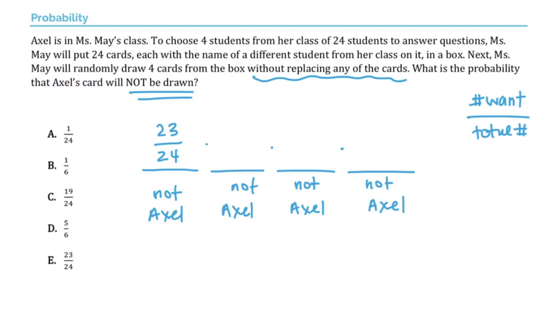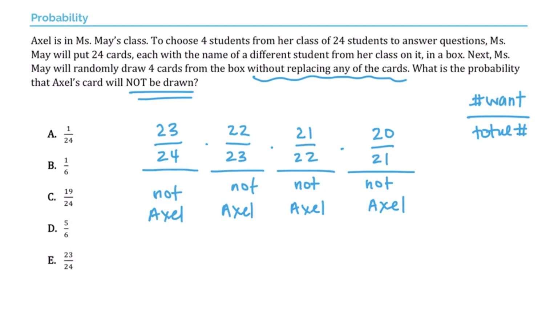Now be careful because for our second draw, we didn't put that card back in, right? We kept it out, which means now on our second draw, there were only 23 cards total. And now there are going to be 22 out of those 23 students who are not Axel. On our third draw, we only have 22 students left, right? So 22 cards are going to be left in the bag, or in the box, 21 of them are not Axel. For our last time, we have 21 cards to choose from. 20 of them are not Axel.